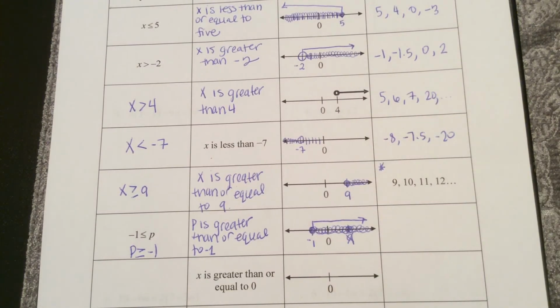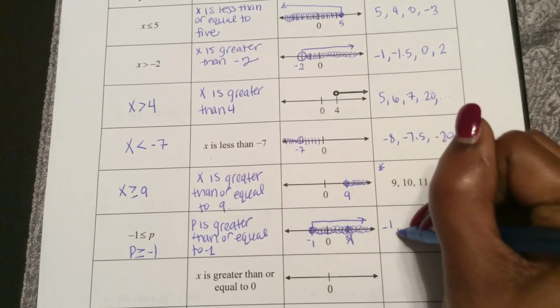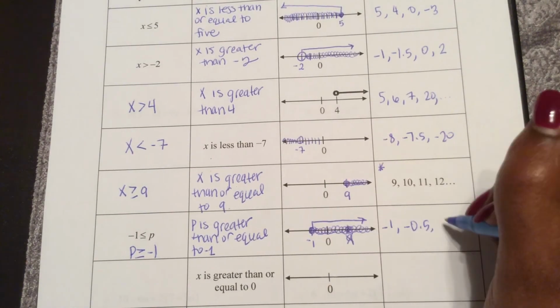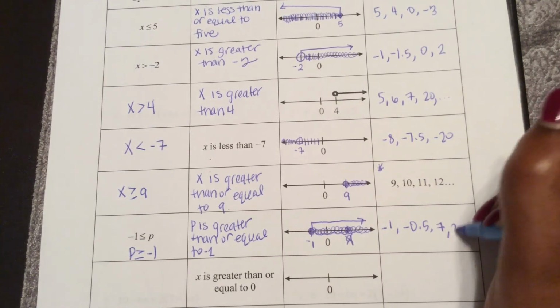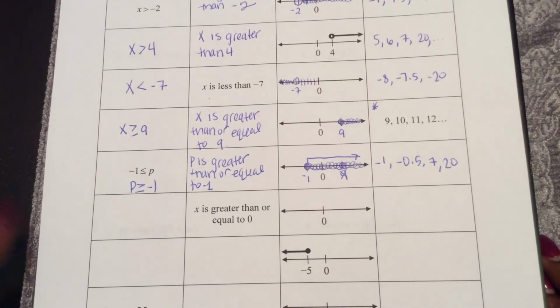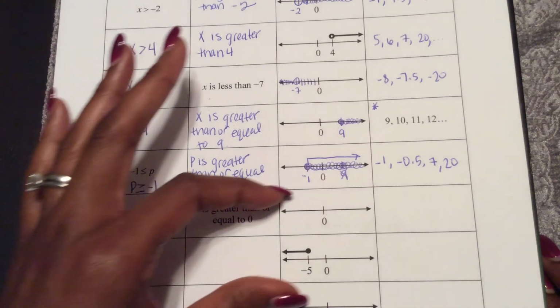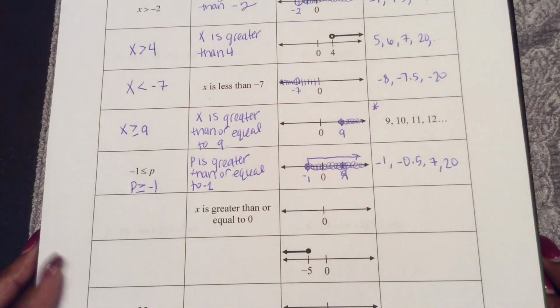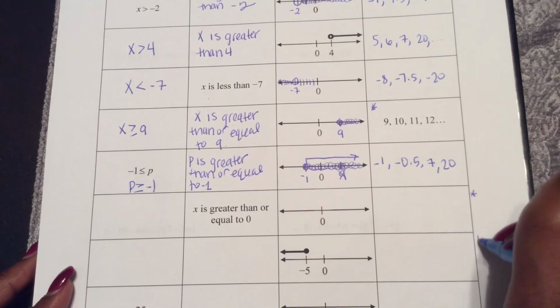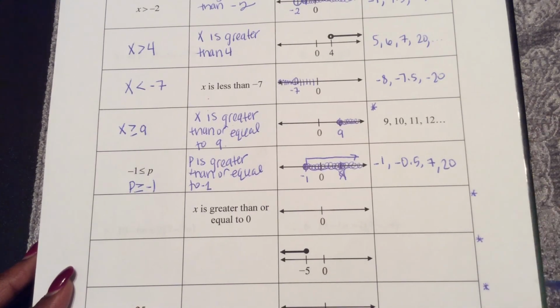So what are some possible solutions? Negative 1, negative 0.5 falls in this shaded area, 7, 20. Remember, there's always an infinite amount of solutions to these inequalities. So I would like you to try to fill in these bottom 3 on your own, and we will confirm as a class the next time we meet.